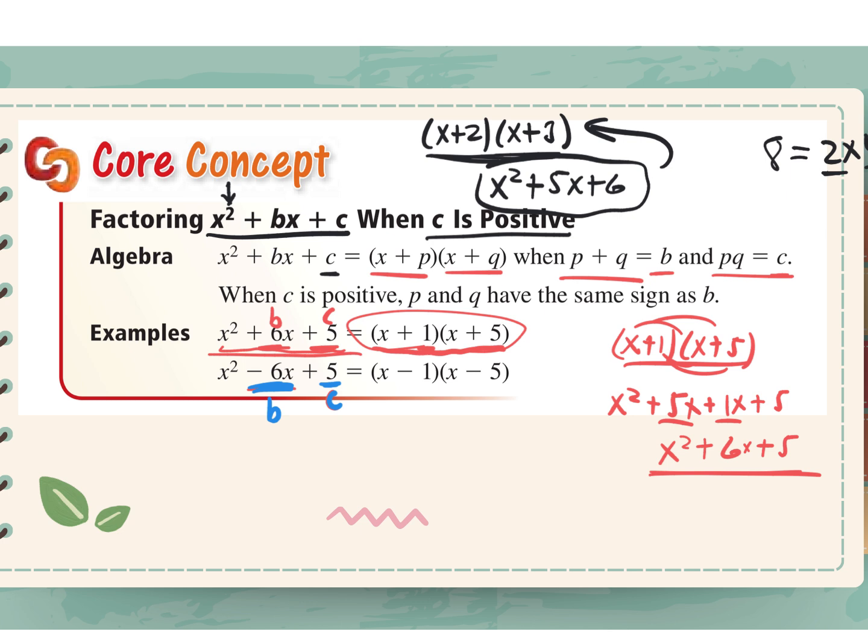All right, now think about this for a minute. How can you get a positive number from multiplying two numbers? You can either do a positive times a positive, or you can do a negative times a negative. Remember that a negative times a negative is still a positive number. So in this case, our two numbers are going to be -1 and -5. If I did -1 times -5, I do get +5, but when I add them, I get -6.